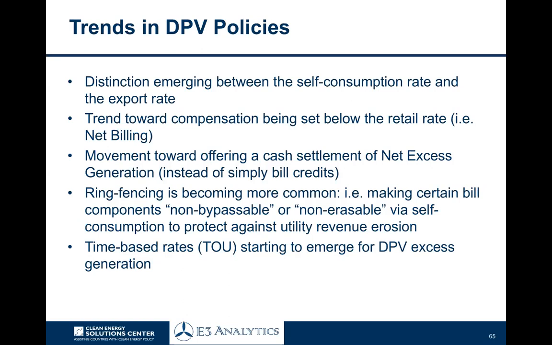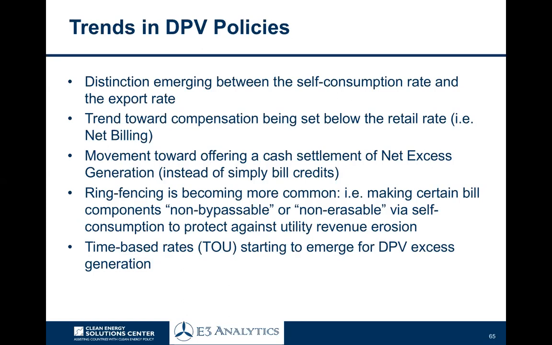We're seeing a distinction emerging between the self-consumption rate and the export rate. That's a key background trend that's emerging here. We're seeing a trend towards utilities compensating distributed solar projects at a rate that's set below the retail rate. In other words, in most cases, solar is beyond grid parity. It can be produced for less than the retail rate, and utilities are starting to recognize that and reflect that in the compensation formula. In other words, they pay less than the retail rate for solar. Otherwise, they argue it's overcompensation.